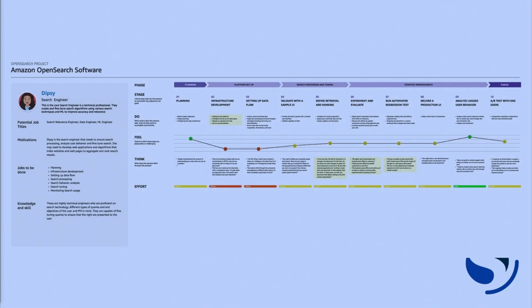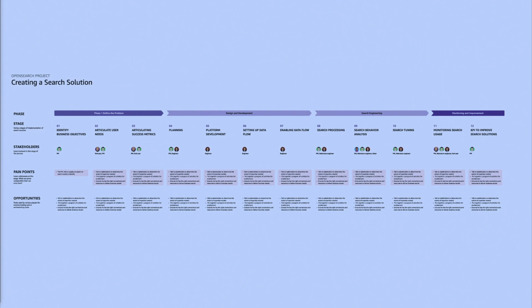So here's an example of Dipsy, the search architect or search engineer. Some of their pain points, what they're thinking, what they're feeling, what they're doing, and it just walks you through the journey of one of those users. We also created a search solution journey map, if you will, where we talk about the dependencies between different users.